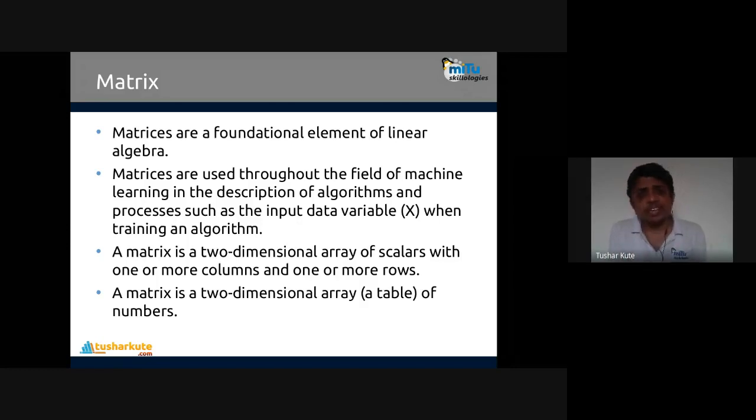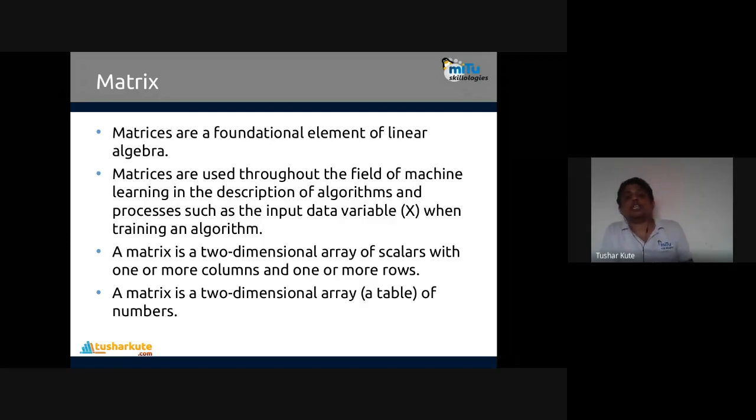Fine. So matrices are the foundational element of linear algebra. Like a vector, we transform a vector into two-dimensional data, which is called a matrix. So they are used throughout the field of machine learning in the description of algorithms and processes such as input data variables when training an algorithm. That time also matrices are there.